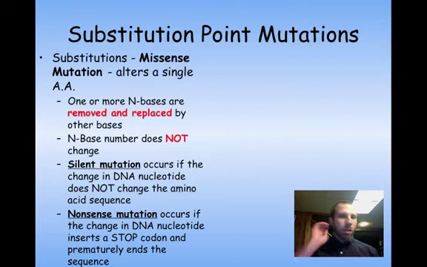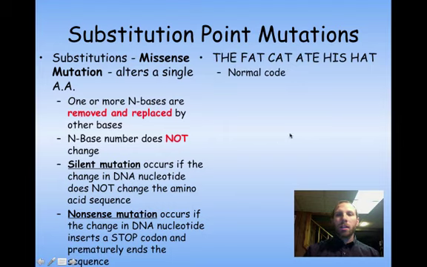Substitution point mutations. There are 3 types of substitution point mutations that we need to be aware of. The first type is called a missense mutation. A missense mutation alters a single amino acid. It does this when one or more nitrogen bases are removed and replaced by another incorrect nitrogen base. This does not change the overall number of nitrogen bases. We still have the same number of letters in our DNA molecule.